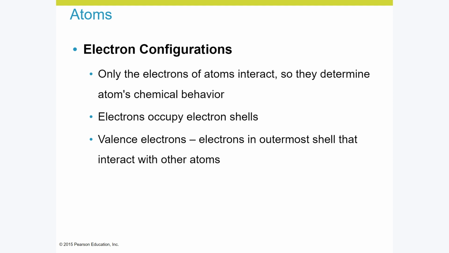For electron configurations, only the electrons of atoms interact, so they determine the atom's chemical behavior. You should all know this from chemistry. Only the electrons in the outer valence electron shell interact, and they want to have a full valence electron shell. So they're going to either gain or lose or share an electron to make them happy.